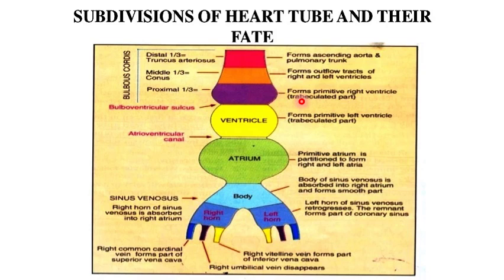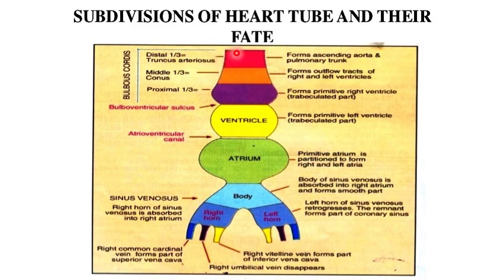So the primitive right ventricle is contributed by the proximal 1/3 of the bulbus cordis only, and the middle 1/3 is the conus cordis, which will form the outflow tracts of the right and left ventricles, that is the infundibulum of the right ventricle and the left.